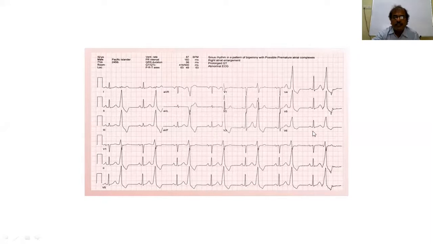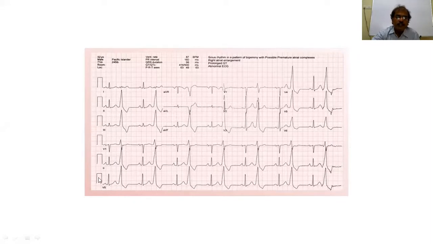Then we have 6 chest leads, that is V1, V2, V3, V4, V5 and V6. Along with these 12 leads, you will find a panel below with 3 rhythm leads, that is V1, lead 2 and V5. In some ECGs, instead of V5, you can find V6. But in most ECGs, instead of 3 rhythm strips, you will find only one, and that is usually lead 2. You don't find V1 or V5.